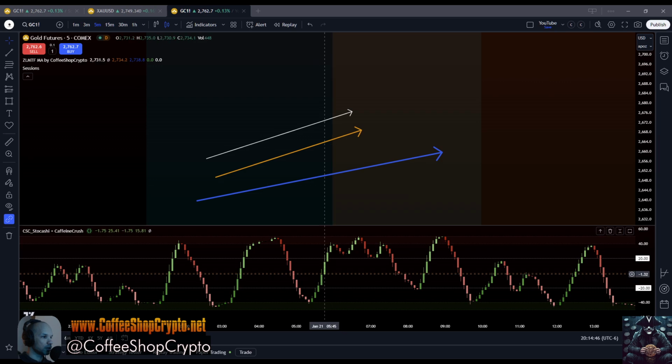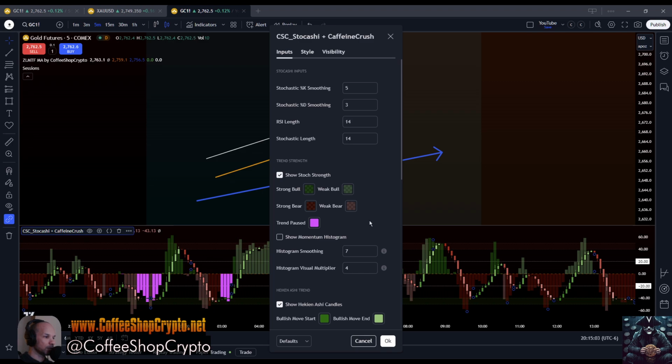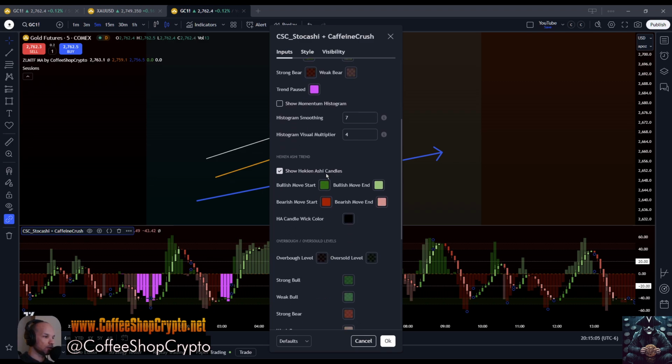So you're going to set up the indicator this way. We're going to open up the Stochashi, right? It's the correct Stochashi. There's two of them in my profile. The link goes to the right one. So the settings here are going to be 5, 3, 14, and 14, okay? You're going to want to show the strength, okay? Not the momentum. And you're going to want to see the candles themselves, all right?